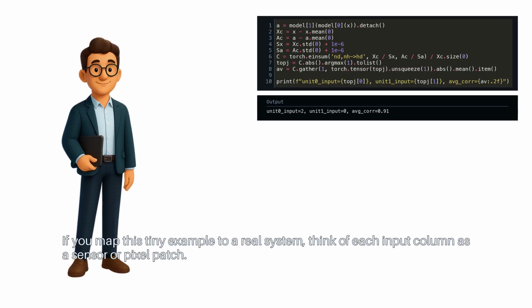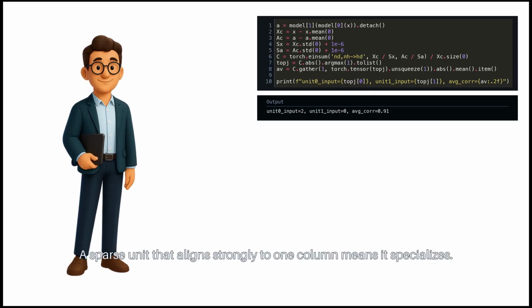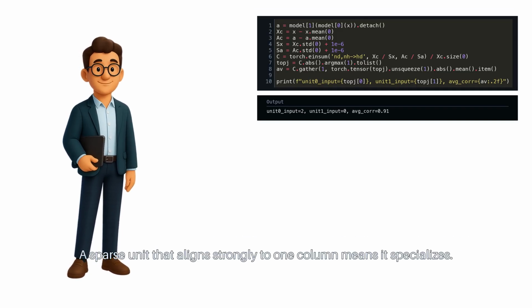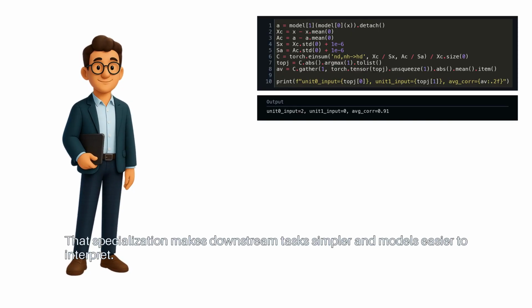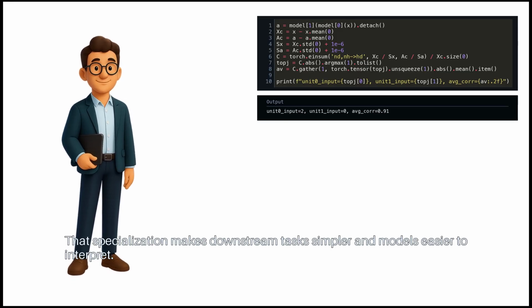If you map this tiny example to a real system, think of each input column as a sensor or pixel patch. A sparse unit that aligns strongly to one column means it specializes. That specialization makes downstream tasks simpler and models easier to interpret.